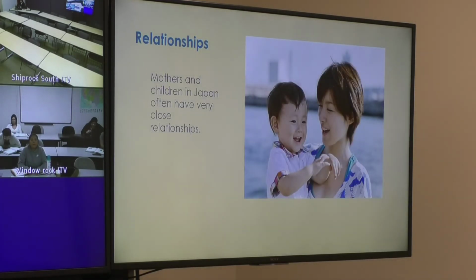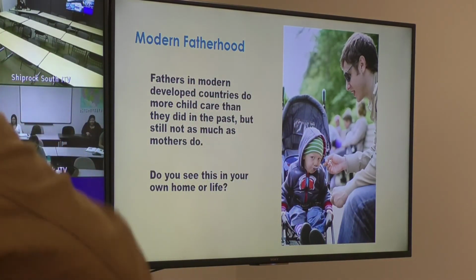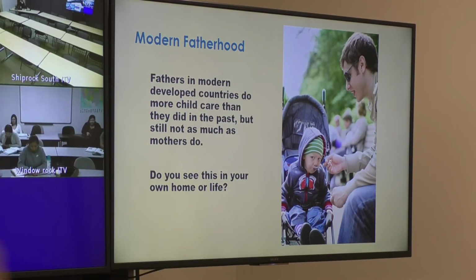Mother and children in Japan often have a very close relationship. Within that, within our modern culture now, you have fathers who are more involved. And one of the big things is, do you see this in your own home life or within your own life in general?